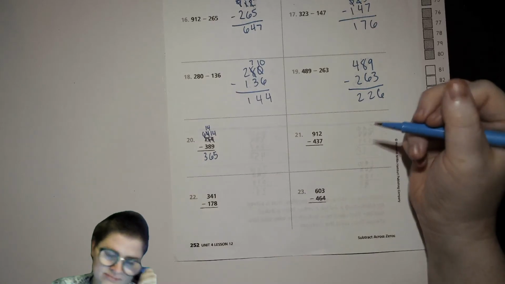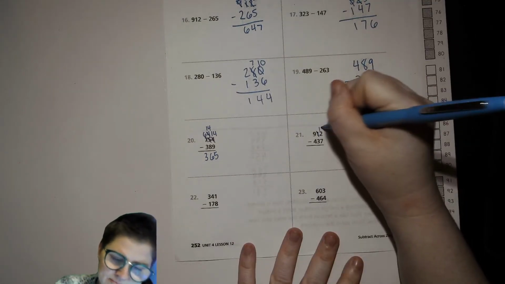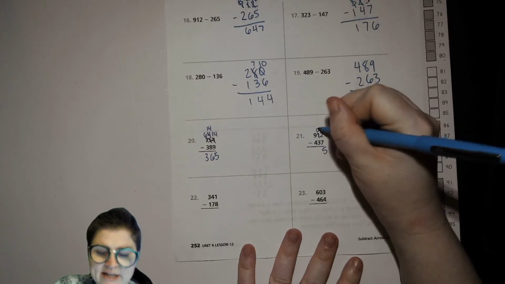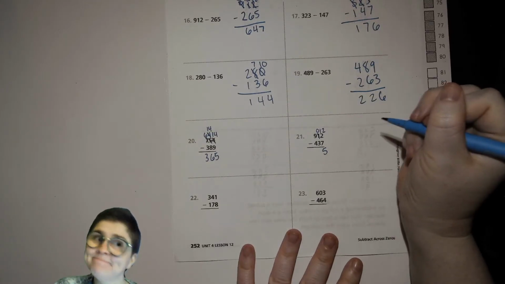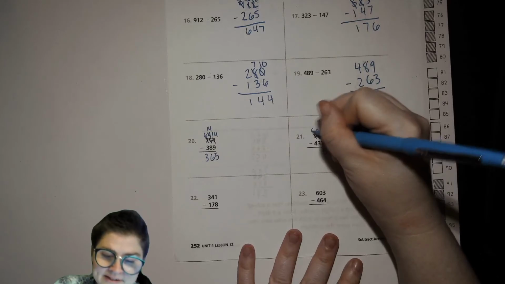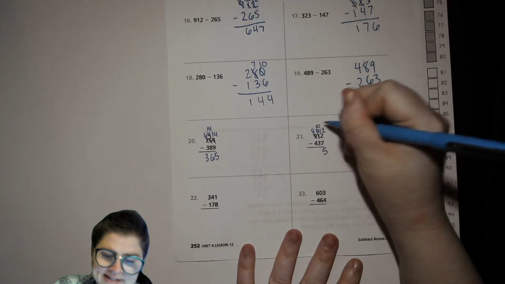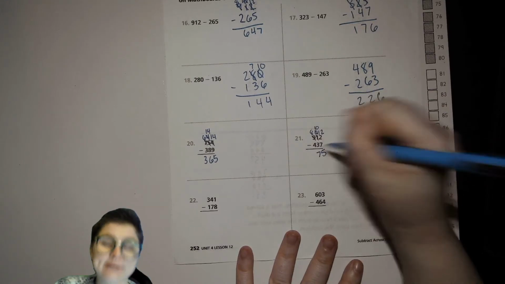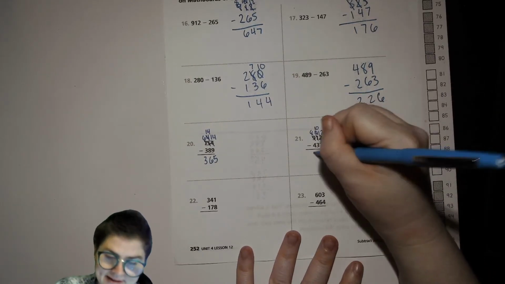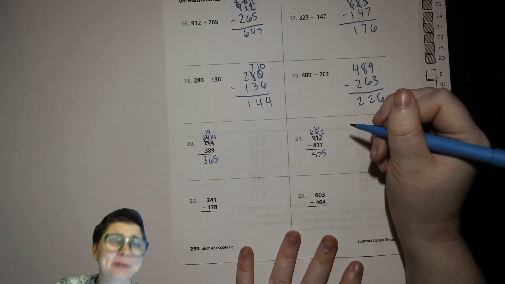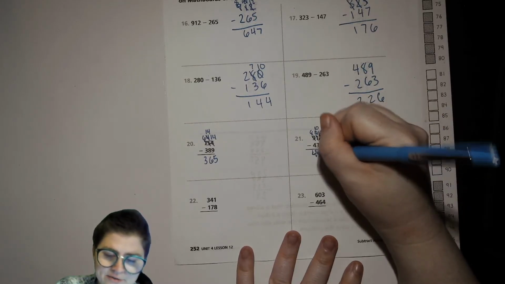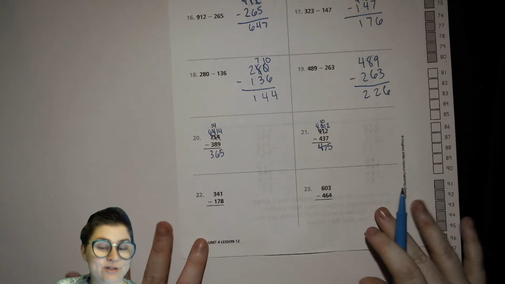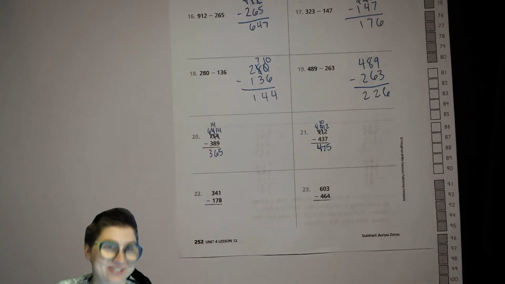2 take away 7. No. We gotta ungroup. 12 take away 7 with 0 10s, that is 5. 0 take away 3. Leave 800s, now we have 10 10s. 10 take away 3 is 7. 8 take away 4 is 8. Oh, I almost wrote 8. No, 8 take away 4 is 4. You gotta be careful. Even if you're trying to move fast, you still gotta be careful.